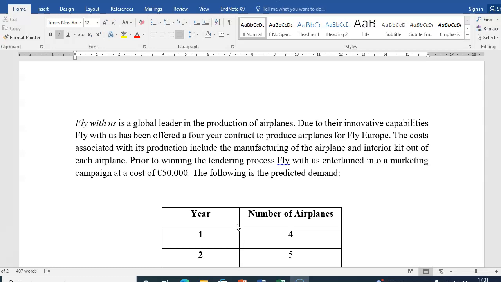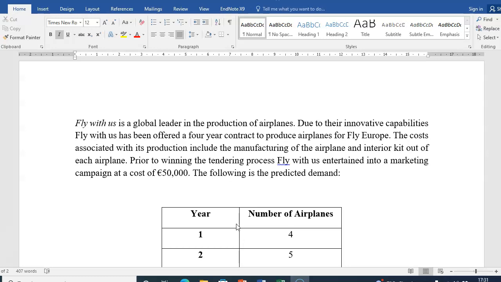Fly With Us is a global leader in the production of airplanes. Due to their innovative capabilities, Fly With Us has offered a 4-year contract to produce airplanes for Fly Europe. The costs associated with its production include the manufacturing of airplanes and the interior kit out of each airplane. Prior to winning the tendering process, Fly With Us entered into a marketing campaign at a cost of 50,000. The following is predicted demand.